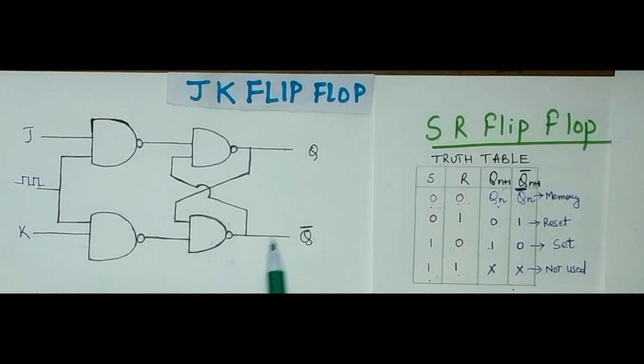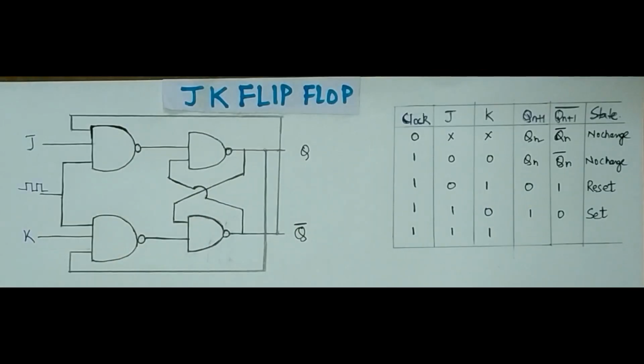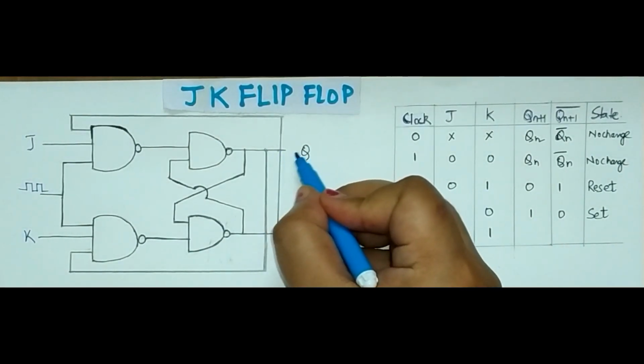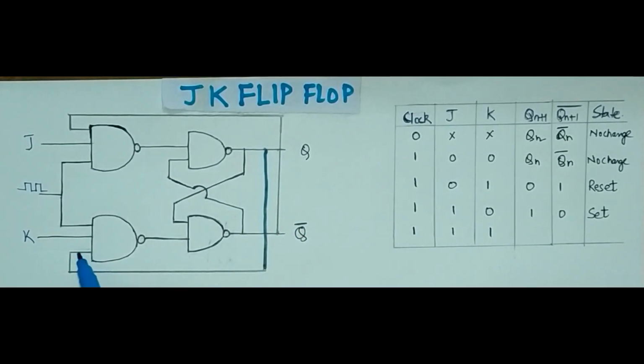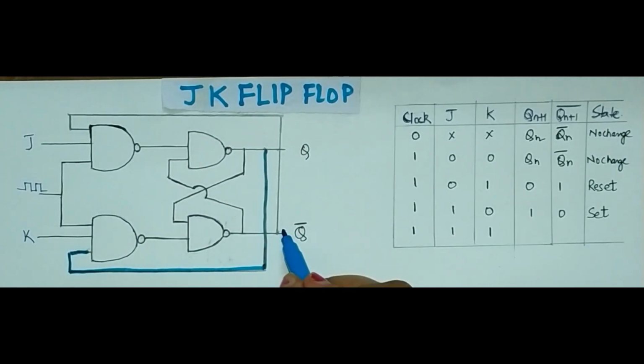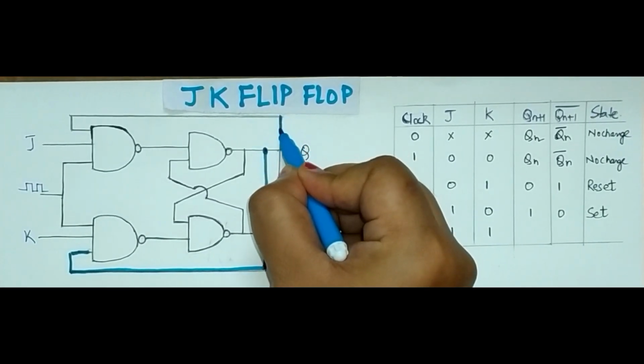This is the diagram of your SR flip-flop. Now we will modify the diagram of the SR flip-flop and make it a JK flip-flop. Let us see how we'll do it. I have modified the diagram, so see what I have done. I have connected Q with K, and then I have connected Q complement to J.